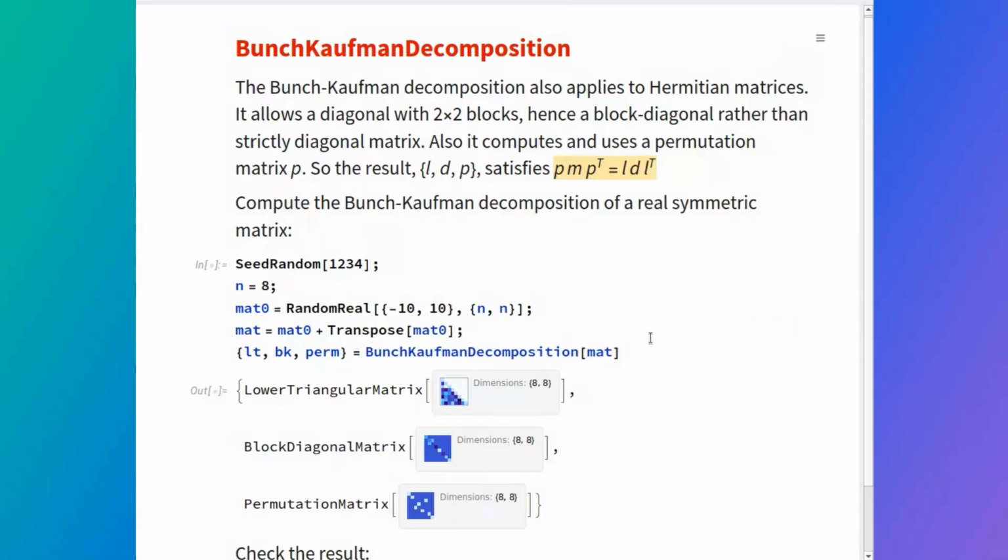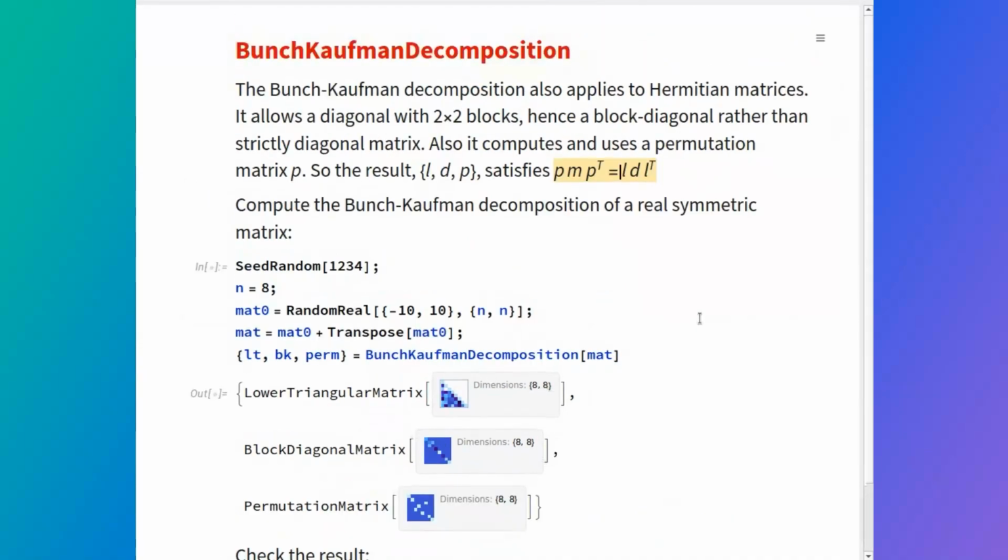What else? In both cases, I guess I should have said this, for LDL and for Bunch-Kaufman, the L matrix has ones on the main diagonal. So in some sense, it's really strictly lower triangular plus an identity matrix. And that's convenient for using these in a chain to do a linear solve type operation, but to do it in a way that's numerically stable.